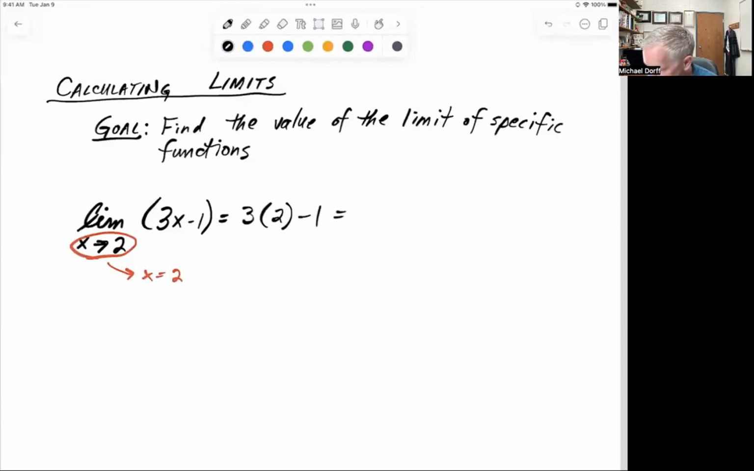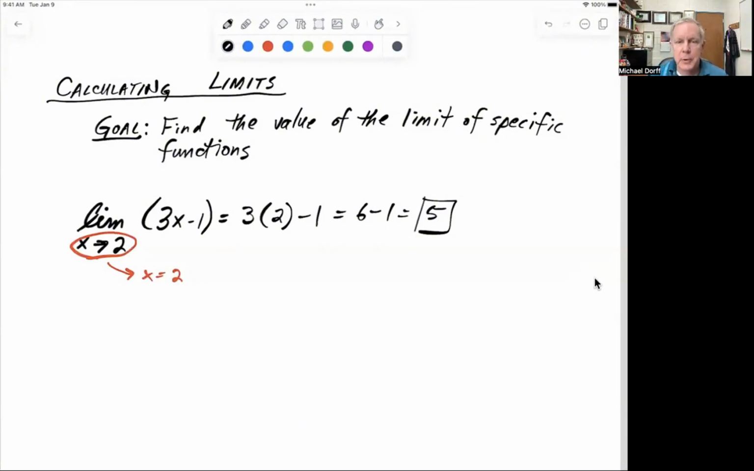And when we do that, then we get 3 times 2 minus 1, or 6 minus 1, and we get 5. And that's the value of the limit. Really pretty straightforward right there. Now, of course, you're going to be thinking all the problems aren't going to be that easy. And that's right. They're going to get more difficult.